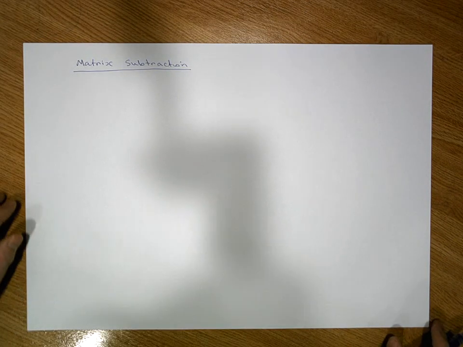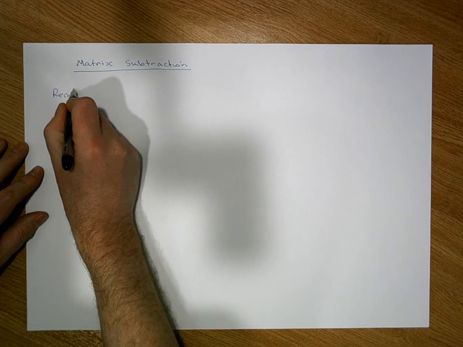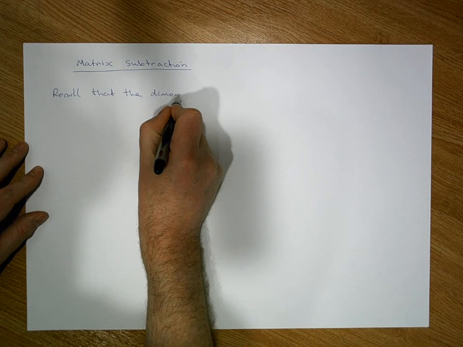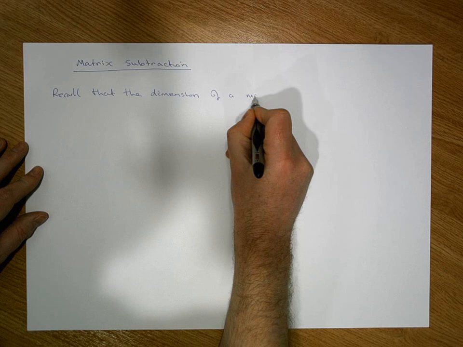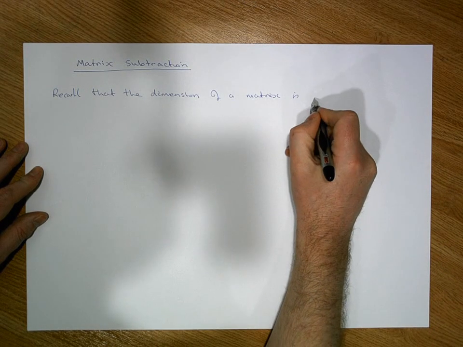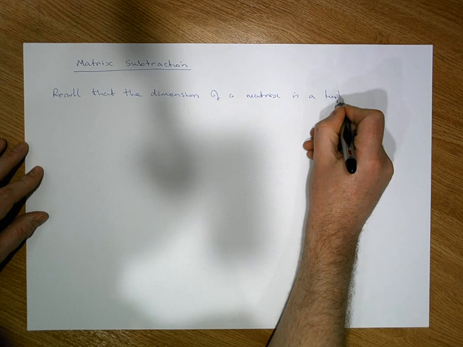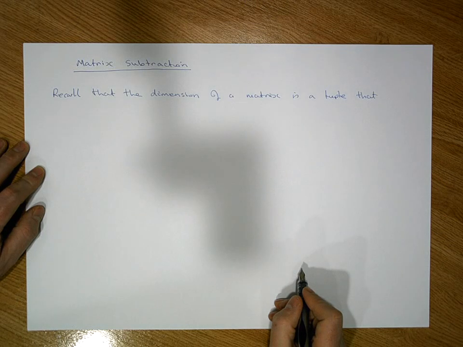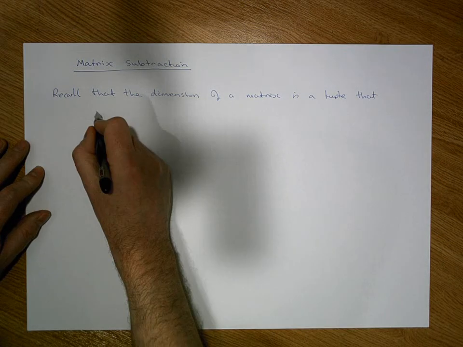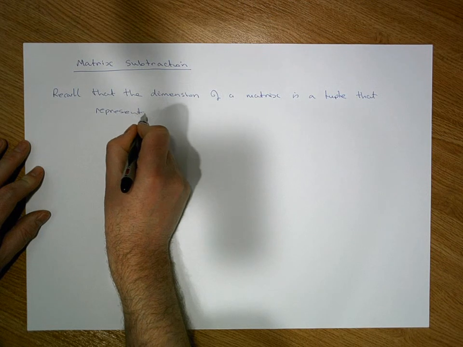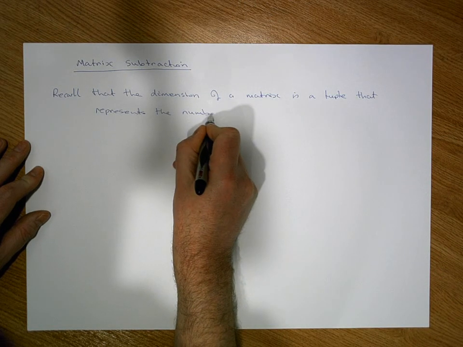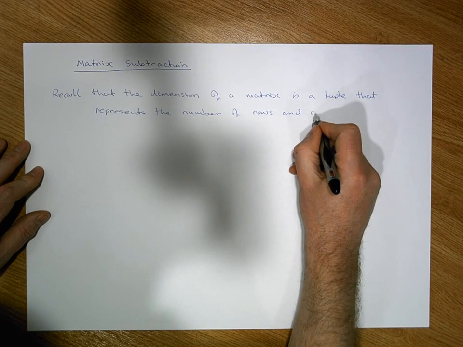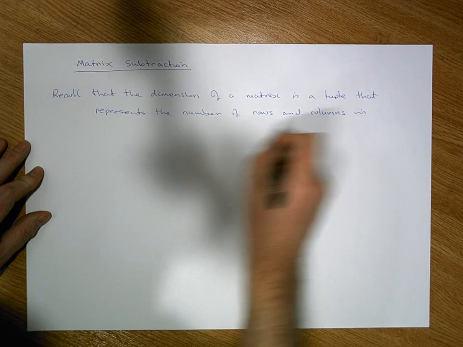Like in our previous video, let's recall that the dimension of a matrix is a tuple that represents the number of rows and columns in the matrix.